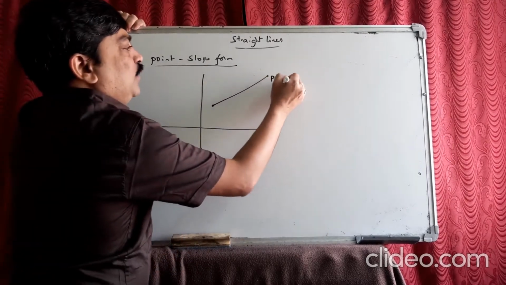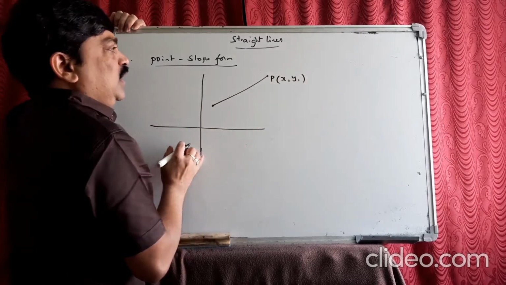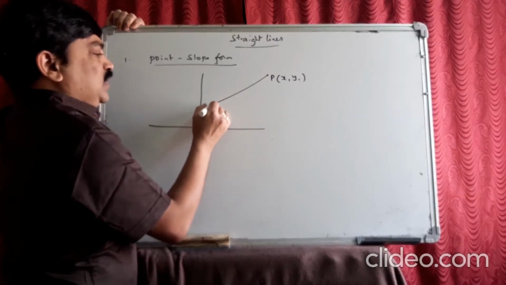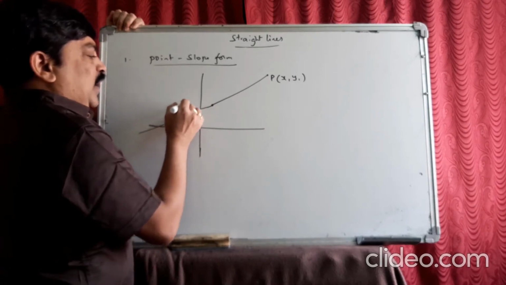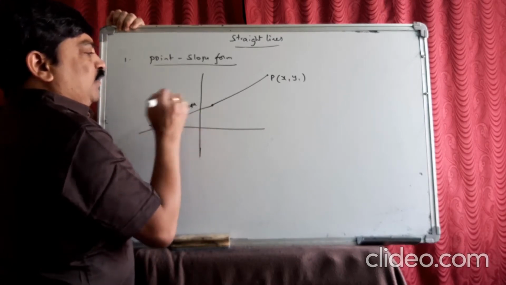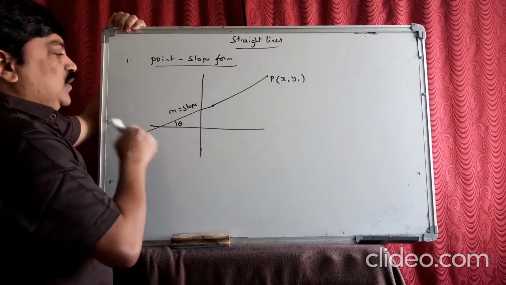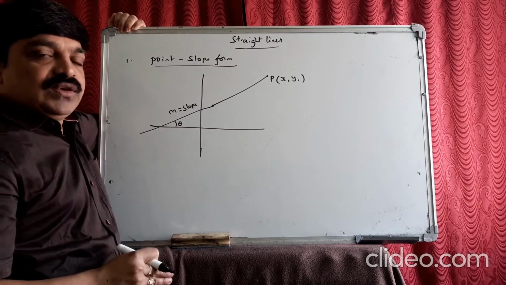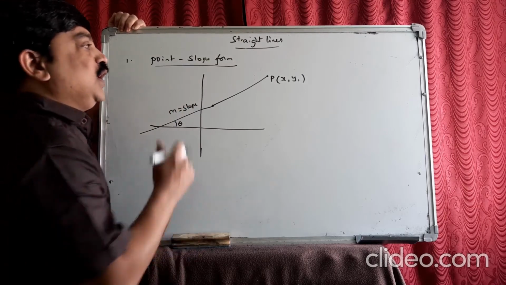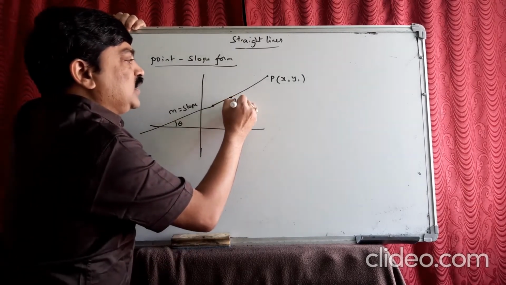This is the point, P of x1, y1. And the slope means, if you extend the line and this angle is theta, you will be given m. m is tan theta, so you can find the slope of the line. So this is the required equation of a line. For any equation of a line, you should take a reference point as x comma y.